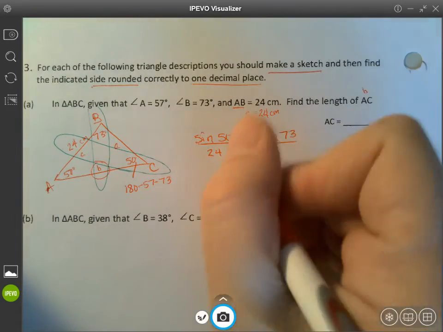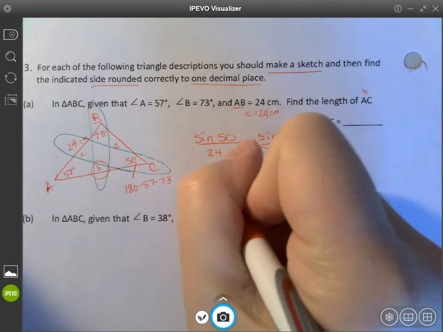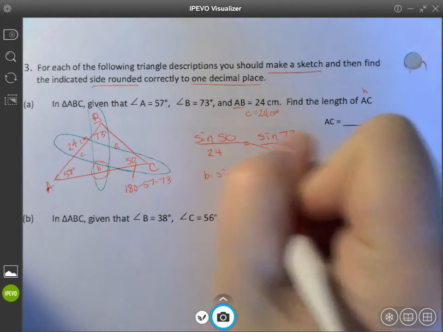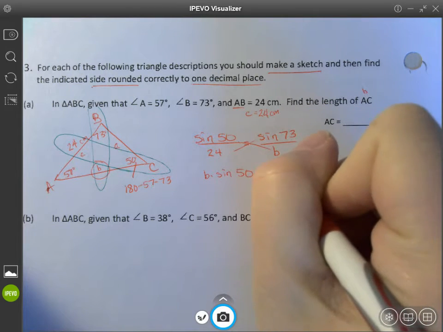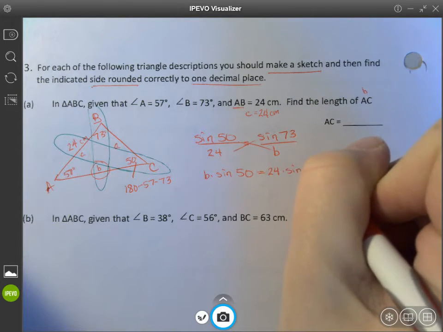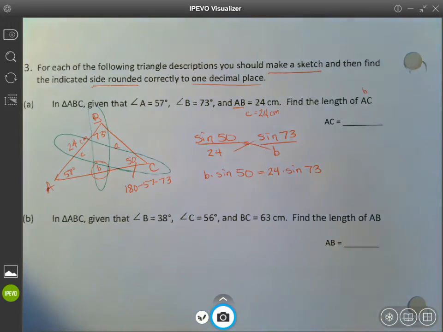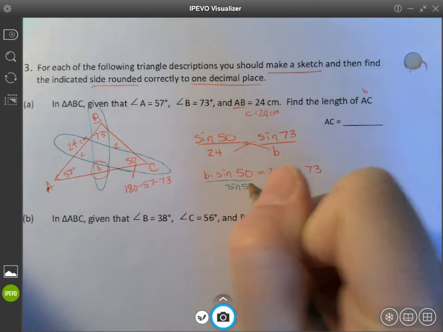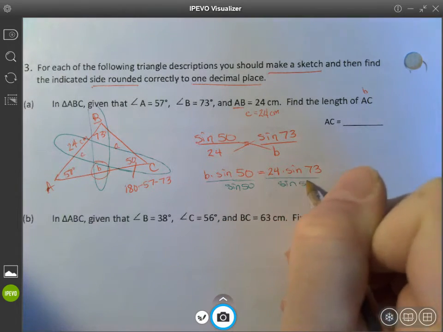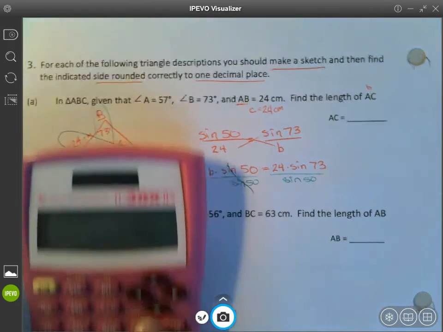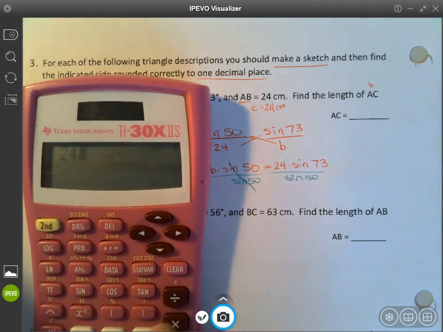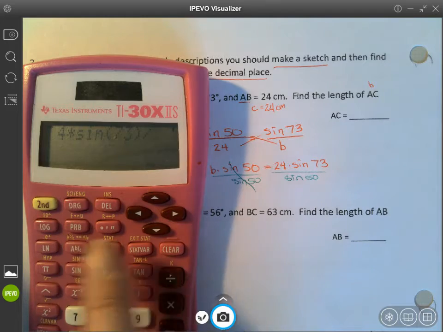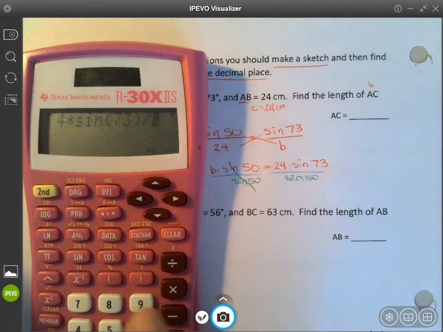All right, so when you cross multiply, it should be B times sine 50 equals 24 times sine 73. So find that B, divide out the sine of 50, and you're set. So type that in the calculator. 24 times sine 73, close the parenthesis, and use your division symbol. I've had people try to use their fraction bar. Can't use a fraction bar here. You have to use your division symbol.